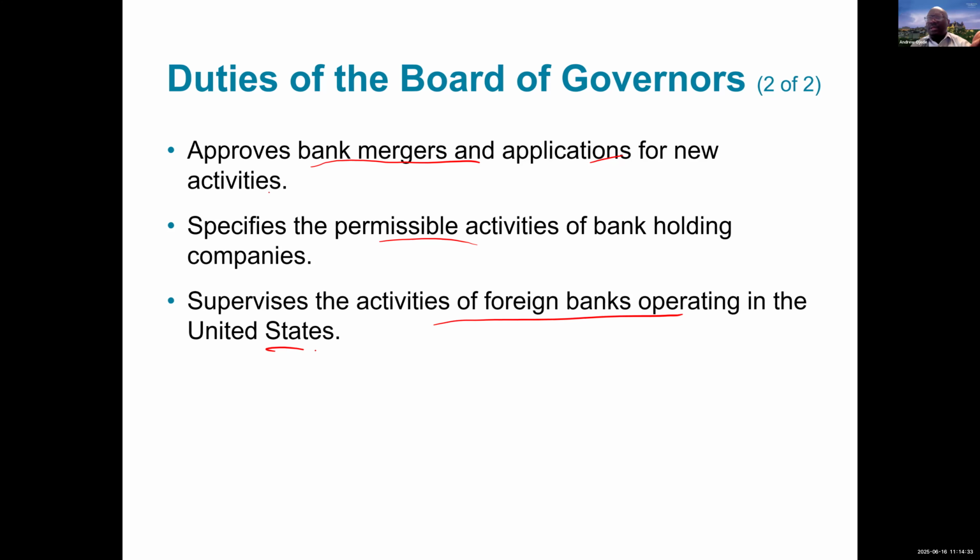They cannot follow the laws of Switzerland because now they're operating inside the United States. Just like if an American bank, like Bank of America, has a branch in England or in France or in Switzerland, they have to follow the laws of those countries as well. So the Board of Governors is going to supervise the activities of those foreign banks, making sure that they're following all the US banking laws. Okay, so that's what they do.